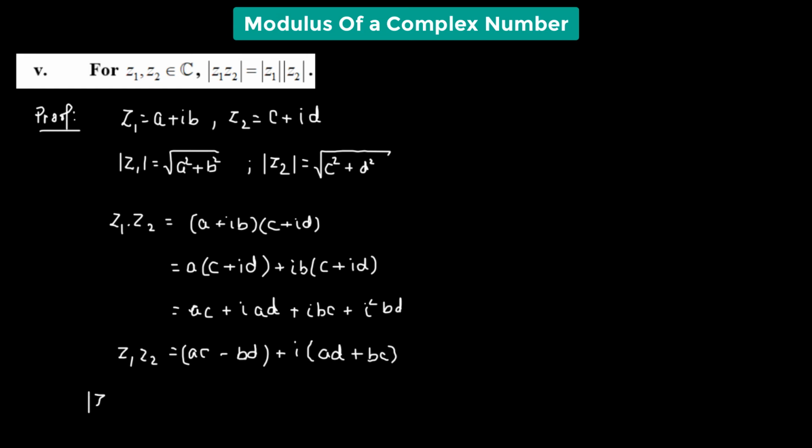Now let us try to find out the absolute value of the product, and that should give us the square root of the real part, which is AC minus BD squared, added to the square of the imaginary part, which is AD plus BC. So this is the absolute value of the product of the two complex numbers.